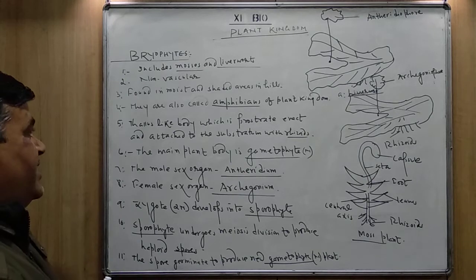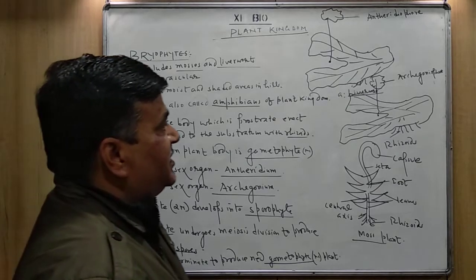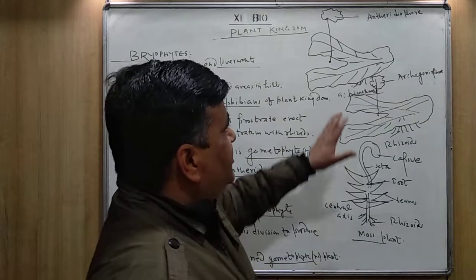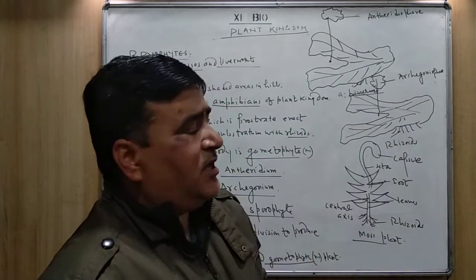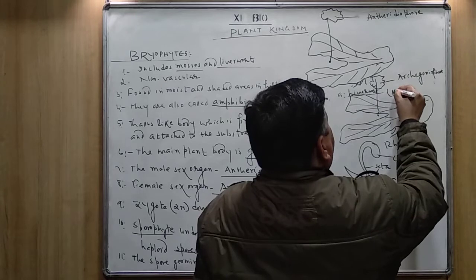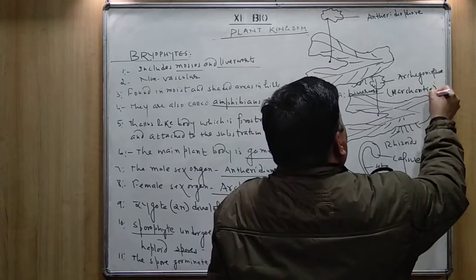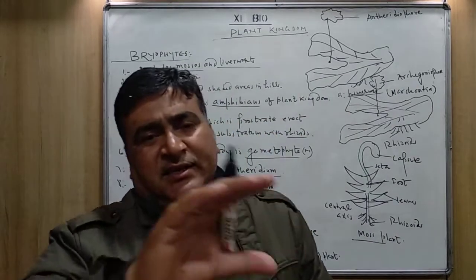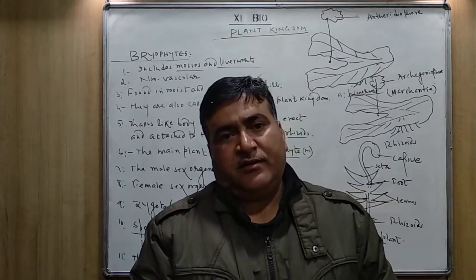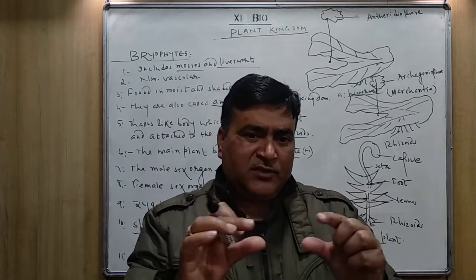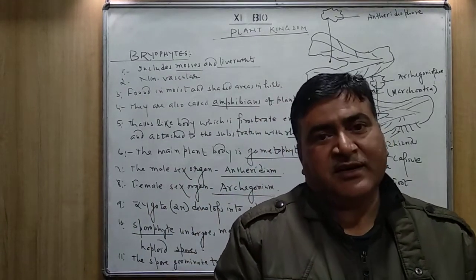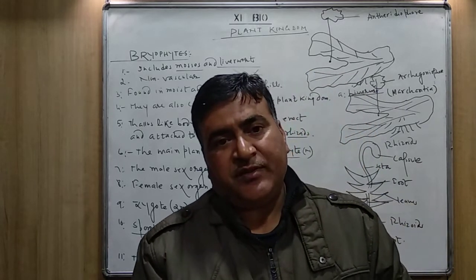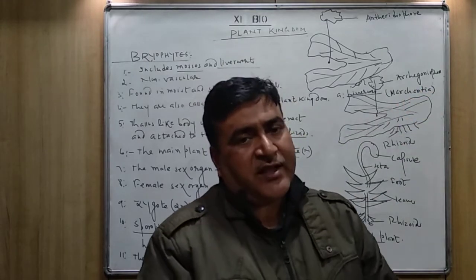The body is generally thalloid in nature, which is prostrate or erect, and attached to the substratum with the rhizoids. You can observe this diagram. These two diagrams are of liverwort. The scientific name of the liverwort is Marchantia. Why is Marchantia known as liverwort? As the shape of the body of the Marchantia looks like the liver, and that's why this bryophyte Marchantia, this is the scientific name, is also known as liverwort.